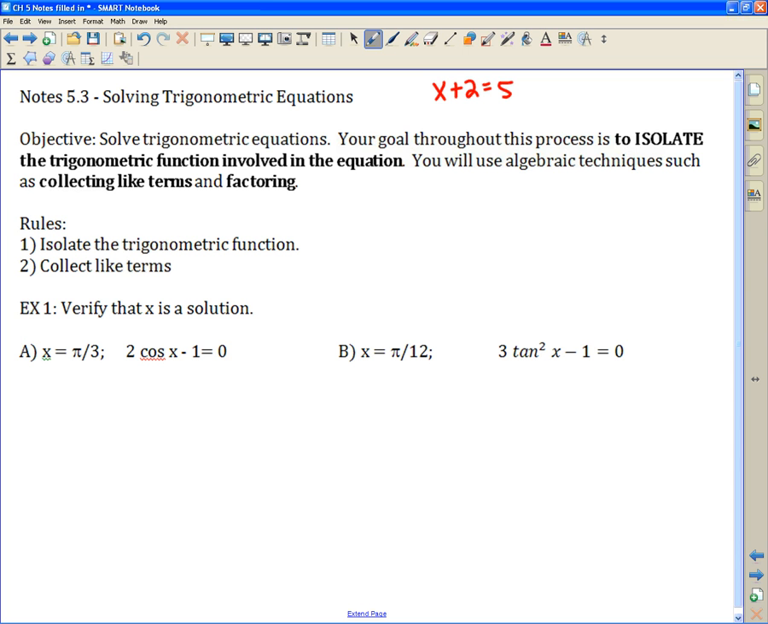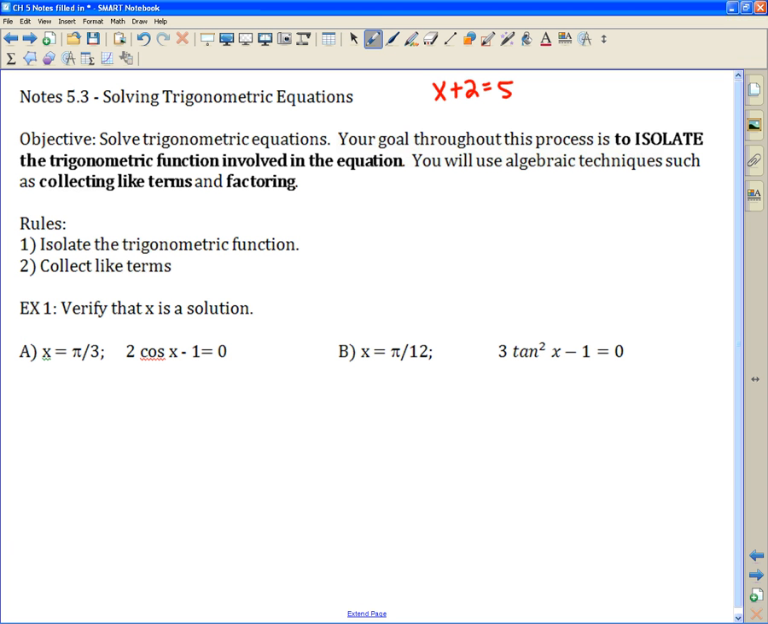Now, once we get into quadratics, things will get a little bit more interesting because there are a variety of ways to solve quadratic equations. So today when we focus on quadratics, they will only work one way. In the next class, they will start to diverge into some other options. Okay, so the rules. The first rule is that you need to isolate the trigonometric function. The second rule is that you need to collect like terms.